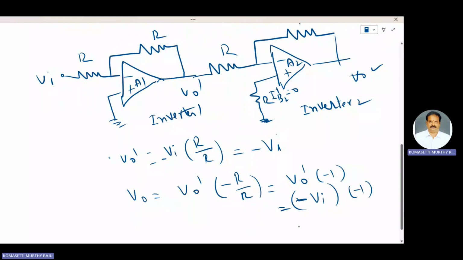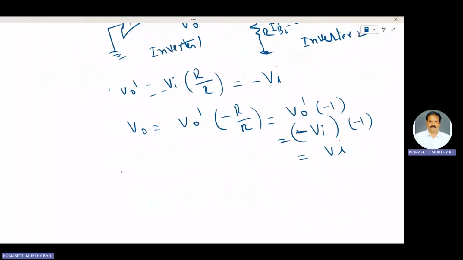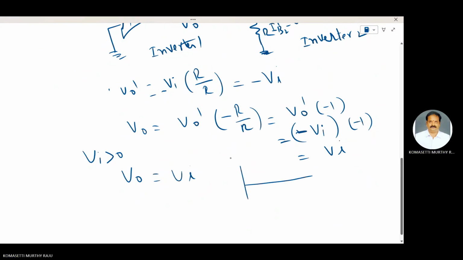That is equal to Vi. V naught is equal to Vi. For the positive going half cycle, V naught is equal to Vi. That means this one is Vi. V naught is also like that. This one is V naught.